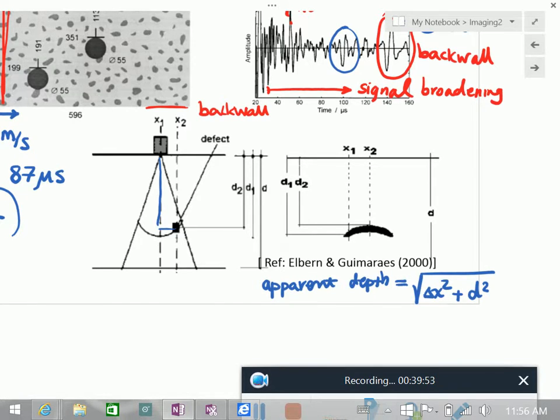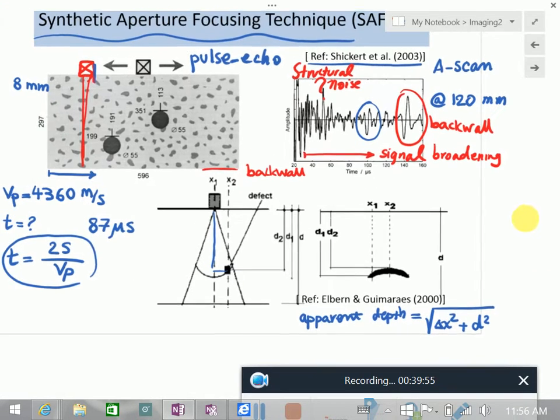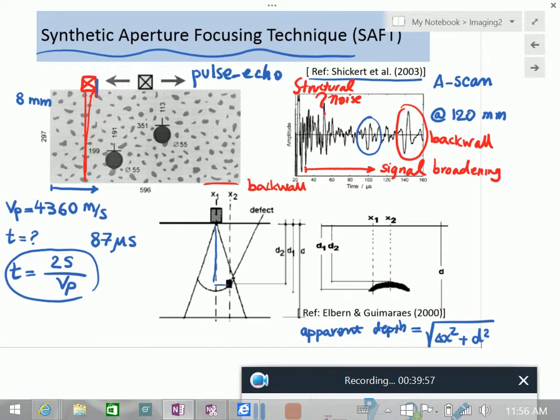That's the essence of SAFT. So what we try in SAFT to do is to replace this hyperbola with the point, to find a way to correct for this. So instead of seeing these hyperbolas in the images everywhere, you actually see the exact physical location of the objects. That's basically the essence of this technique.